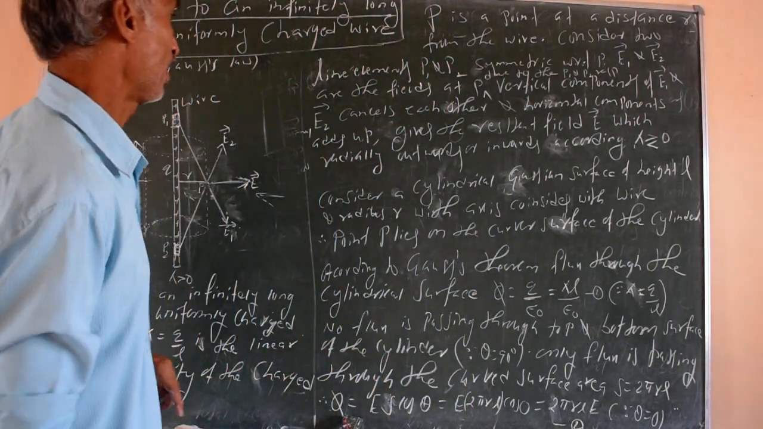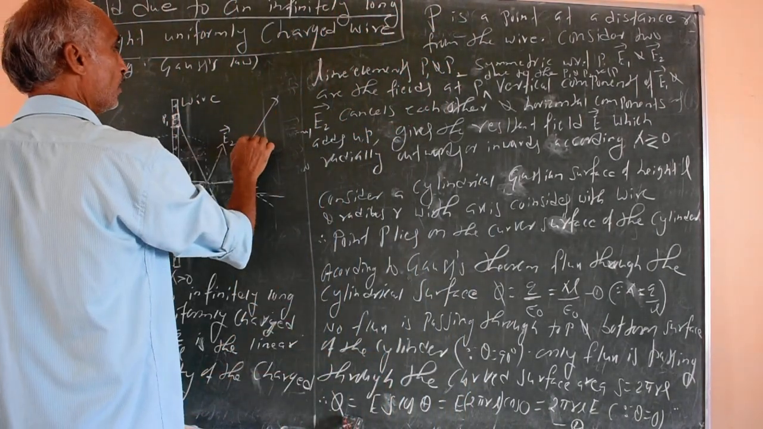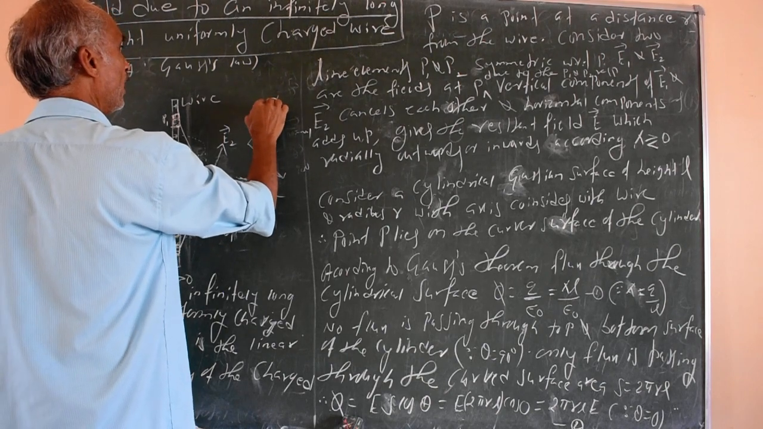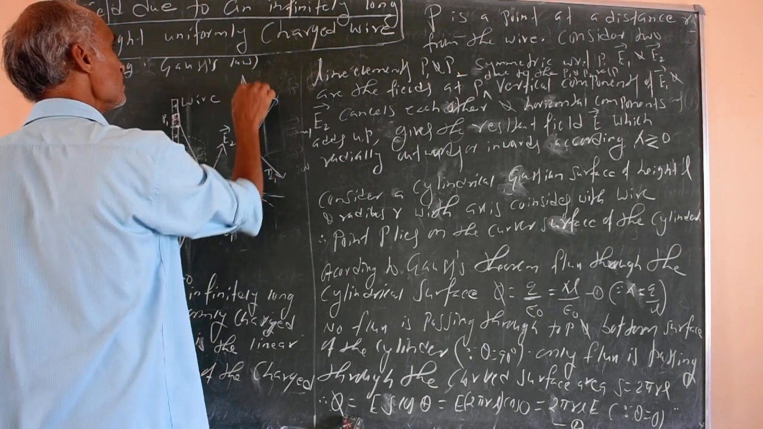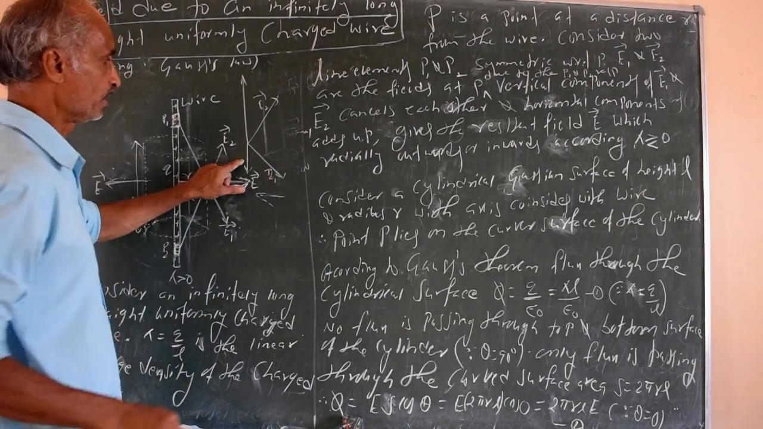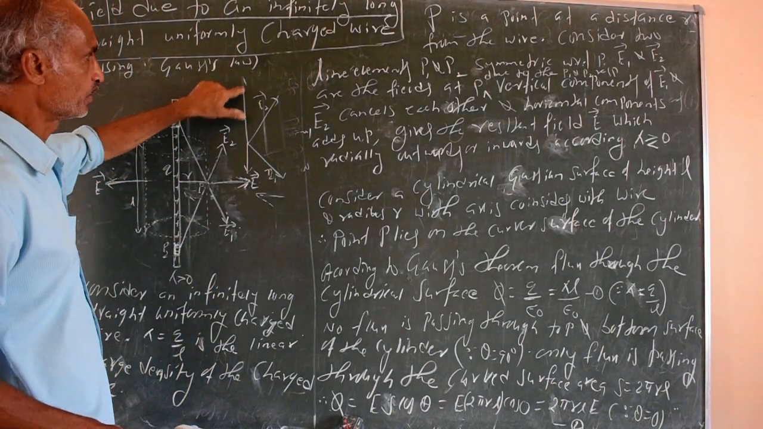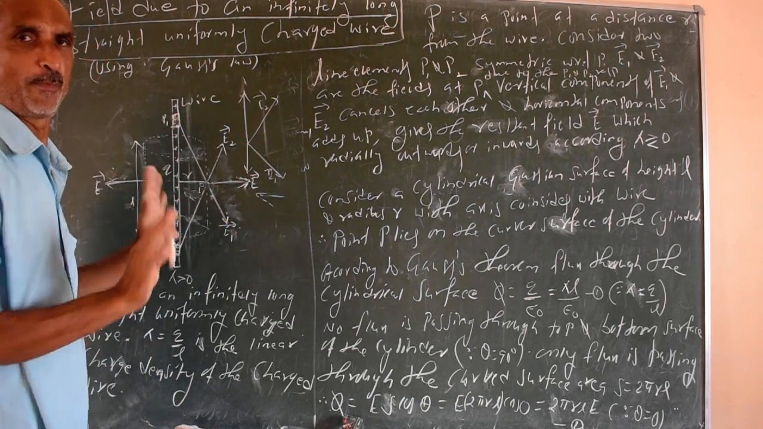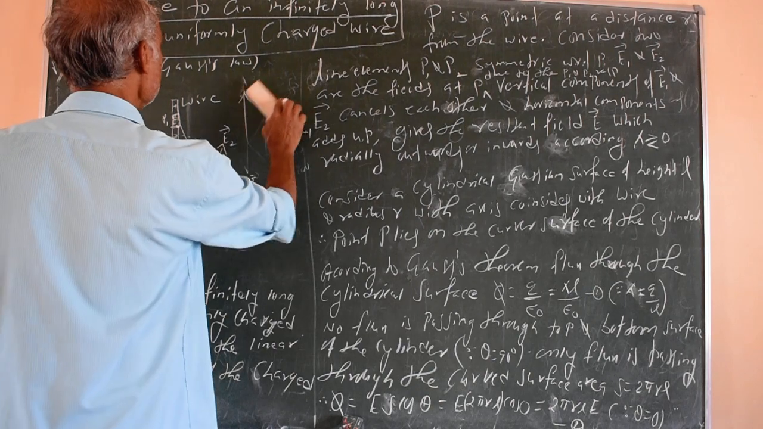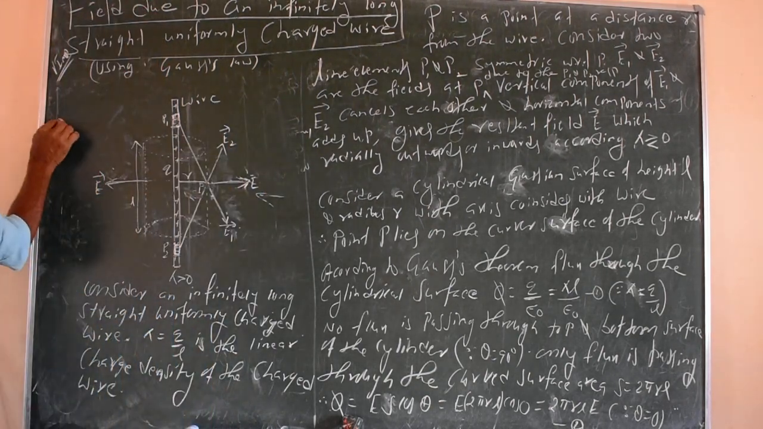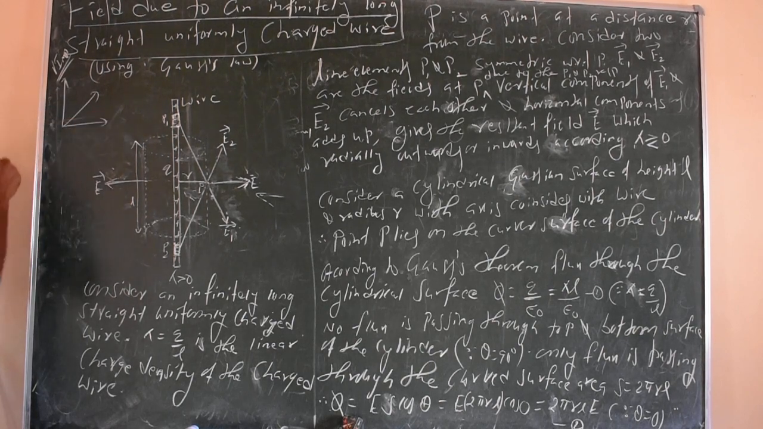Vertical components, I have already explained. This is E1 bar, this is E2 bar. The vertical components, E1 sin theta and E2 sin theta, are equal in magnitude and opposite in direction, because resolution of a vector was already explained in first year. Here is the vector, how to resolve it vertically and horizontally. The vertical component is like this, the horizontal is like this.